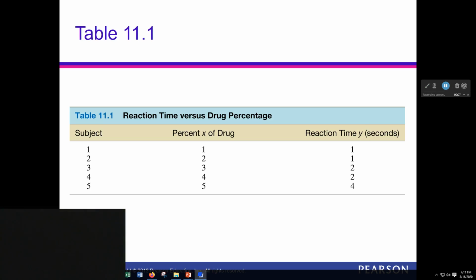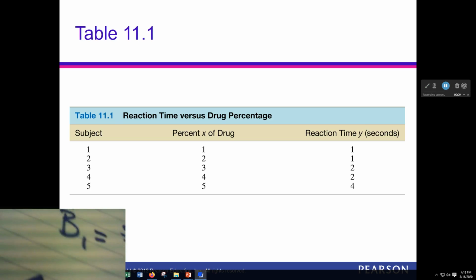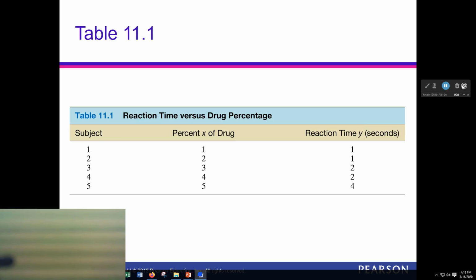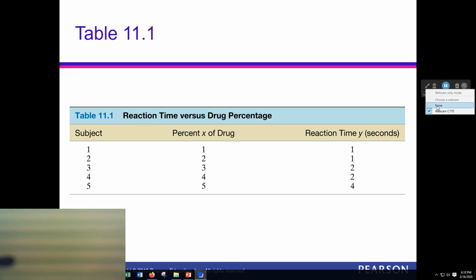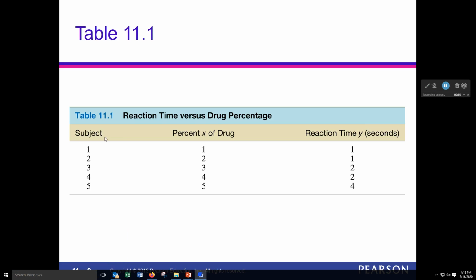This is stuff we covered in class the other night, just a little bit of a review, and some of it is going to be new to help you study for your exam. I apologize for the lateness of this, but I just got notice today that I was going to have to do this. So we'll get right into it: reaction time versus drug percentage.